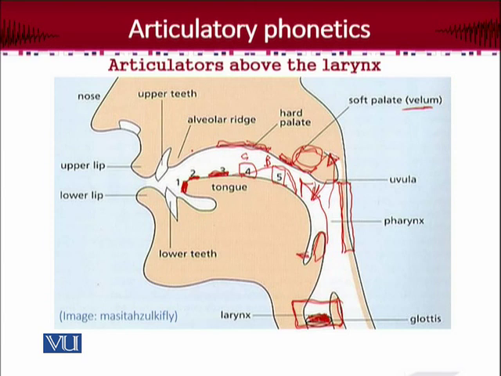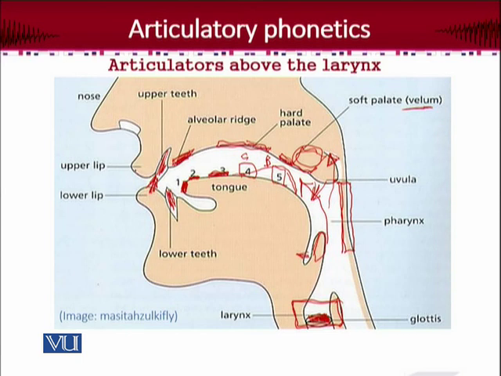And then this part is the alveolar ridge, just behind the upper teeth. The front part of the tongue, like the blade or tip, can touch it for sounds like n, l, t and d, right? So these are used also very frequently. And then these are the teeth, the upper teeth and the lower teeth. We use them in dental sounds and also for labiodental sounds. In labiodental sounds, the lower lip goes to touch the upper teeth, right? So f and v sounds are produced from here.